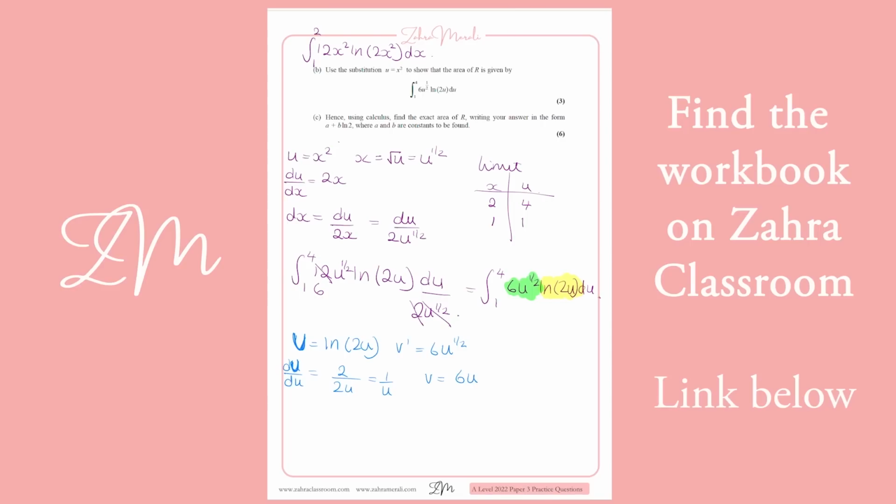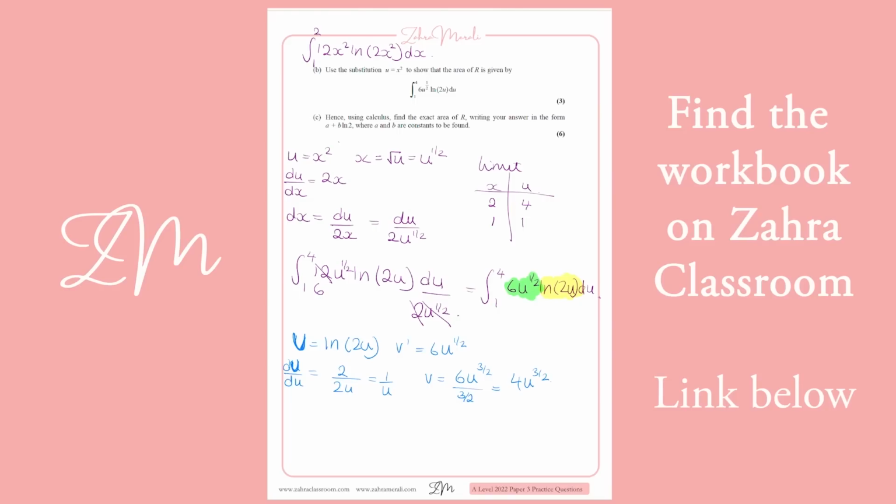And when we integrate, we add 1 to the power. So we're adding 1 to the power. So we've got 6u to the 3 over 2 divided by 3 over 2. And that's going to give us 6 times 2 divided by 3. So it's going to give you 4. 4u to the 3 over 2.